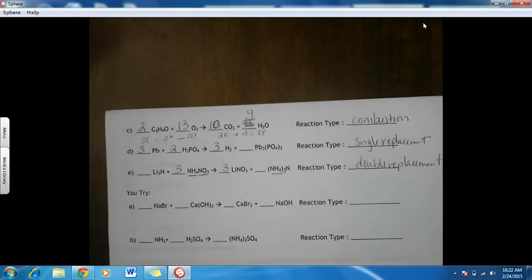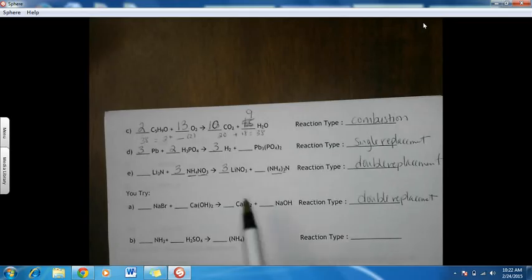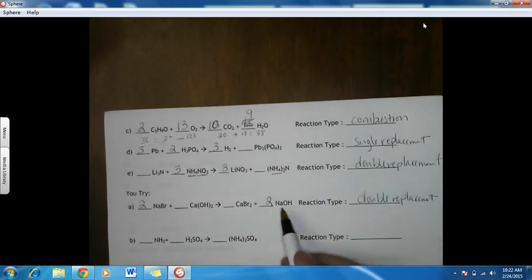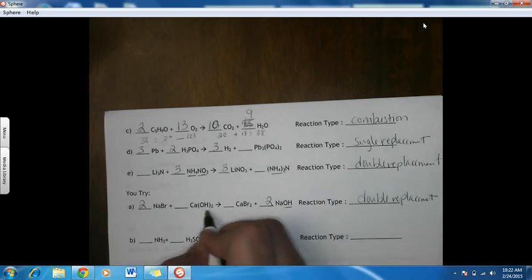Okay, so we have sodium bromide, calcium hydroxide, 2 compounds. That's double replacement. Alright, so we have 1 sodium, 1 bromine, 2 bromines. So we multiply by 2. Then I have to multiply over here by 2 to make 2 sodium. That gives me 2 hydroxides, which is alright because we have 2 hydroxides there. 1 calcium, 1 calcium.